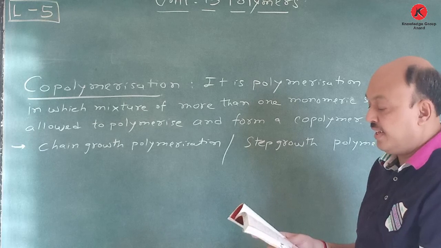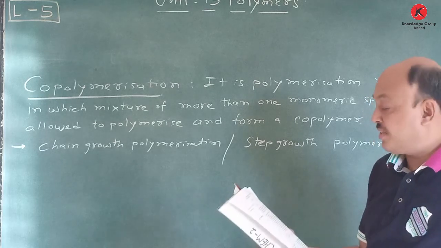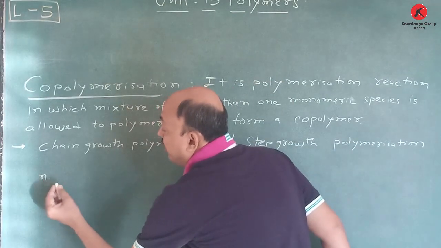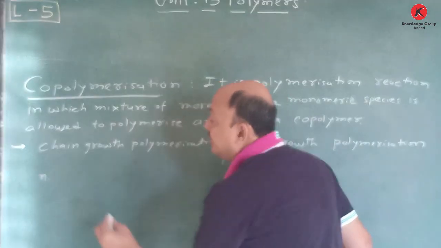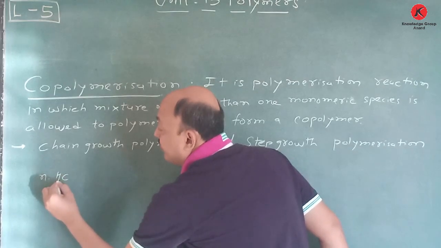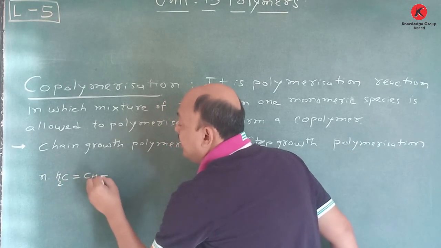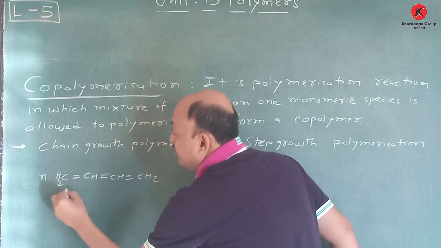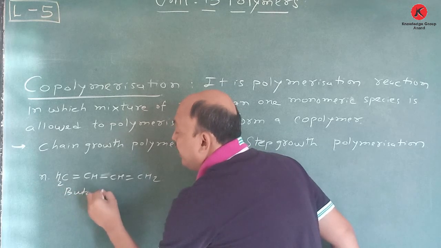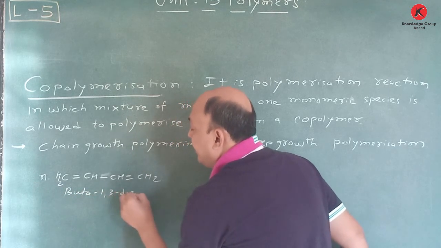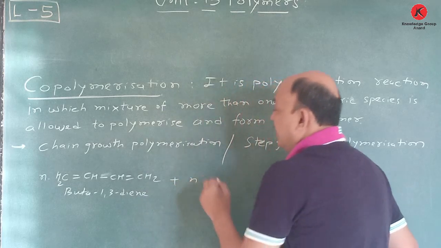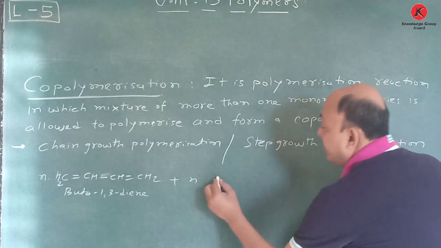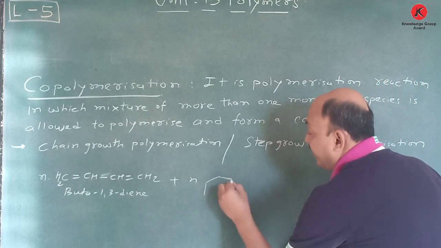Here an example is written. For example, it's very important. Just write according to two monomers. We already learned this one. A number of molecules of buta-1,3-diene, CH2 double bond CH, single bond CH, double bond CH2. This is nothing but buta-1,3-diene, plus a number of molecules of styrene. Just see, the structure is written here. So it is very easy.